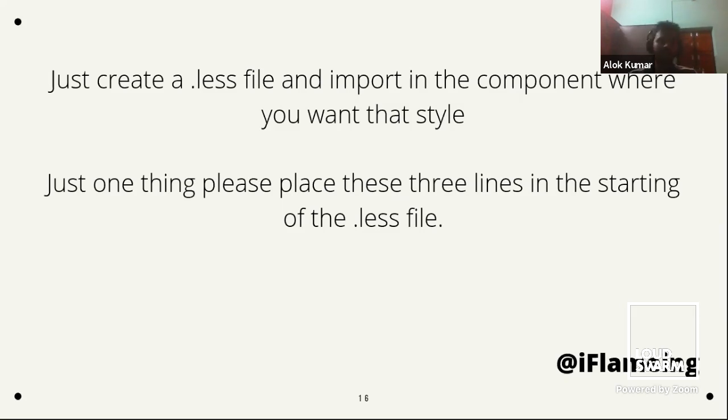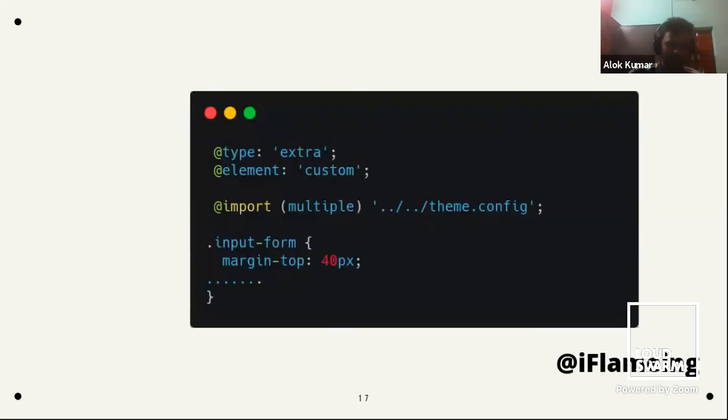But please make sure that you import these three lines, like this one. I will explain that the type and the element lines are used by Semantic UI to know what is custom and what is extra. Please consider the third line, import multiple dot slash theme config file. This is the way we connect to the Volto theme configuration.